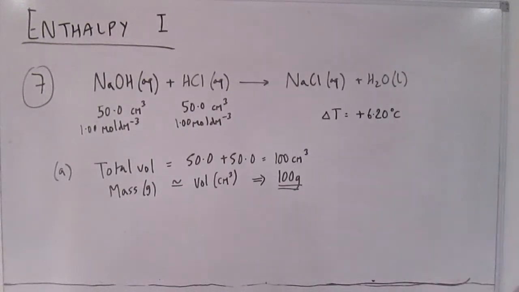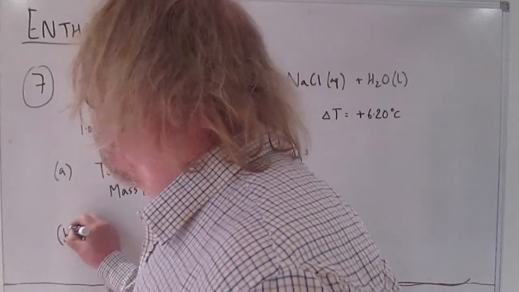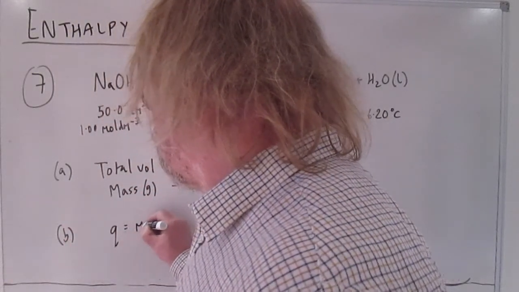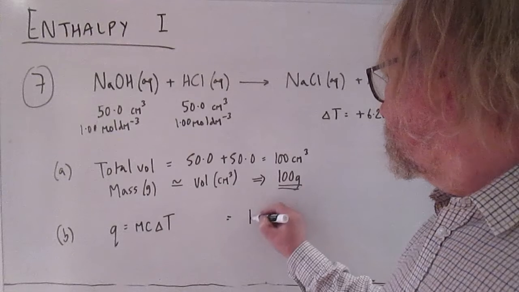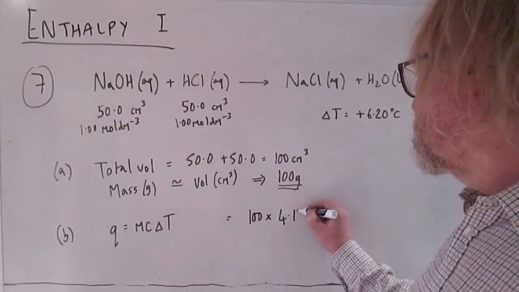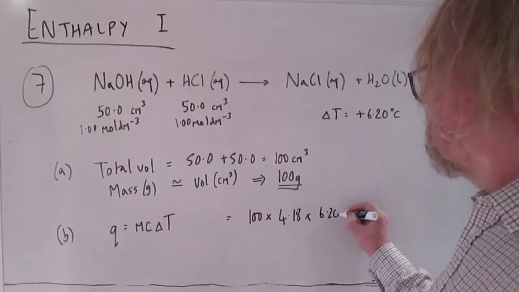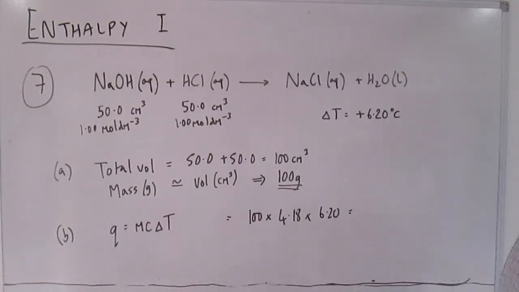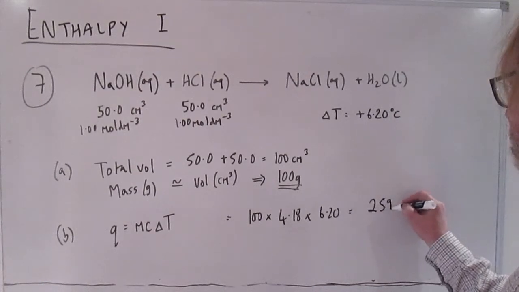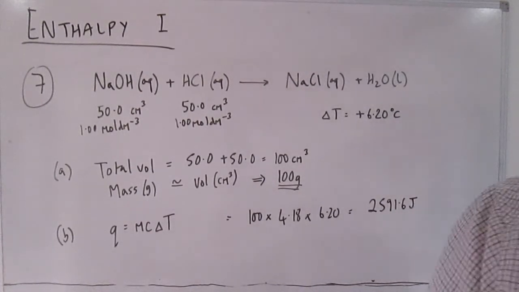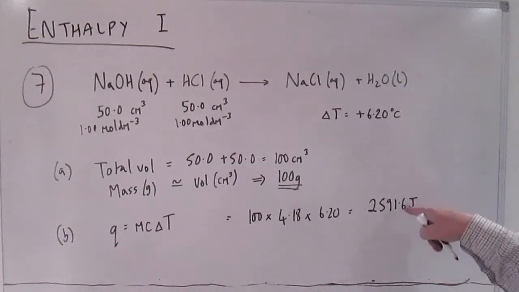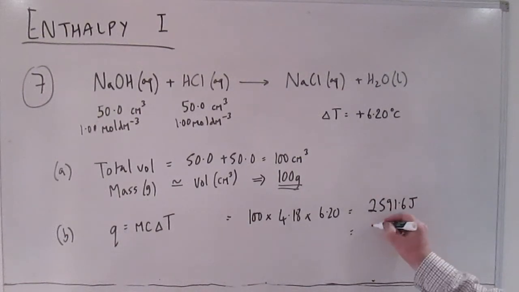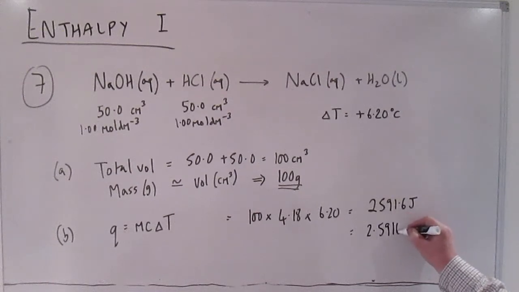And then it wants to know how much heat was calculated in part B. So usual thing now, Q equals mc delta T. So we've just worked out the mass is 100 grams, times 4.18 times 6.20 works out at 2591.6 joules. And as usual, we know that sooner or later that needs to be in kilojoules, so we can do that now. Divide by 1000 to get 2.5916 kilojoules is your value for Q.